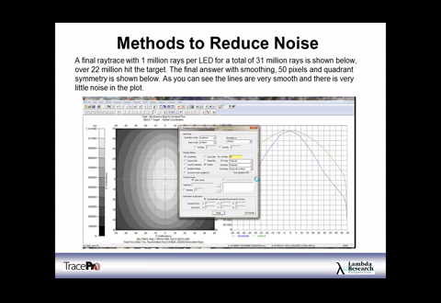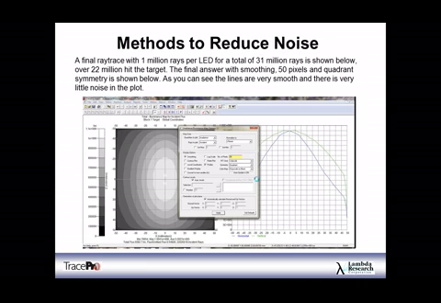As you can see, the lines are very smooth. There's very little noise in this plot, and you can see the nice oval-shaped target areas dropping off as we move away from the focus of this particular light pipe. So this is a really good answer. We know the emitted flux looks really good. We know we have enough rays because there are quite a few rays in every single one of our buckets. This is an excellent answer.